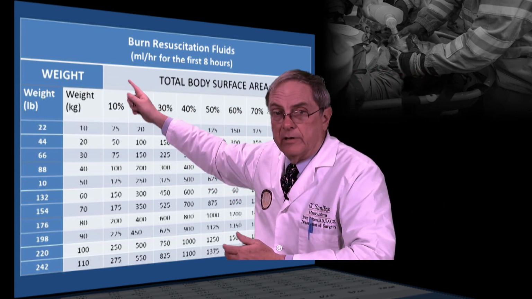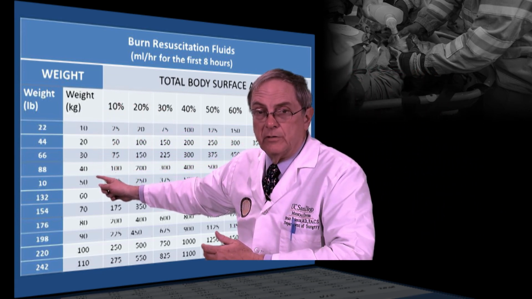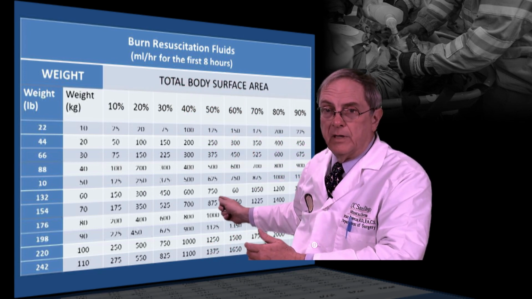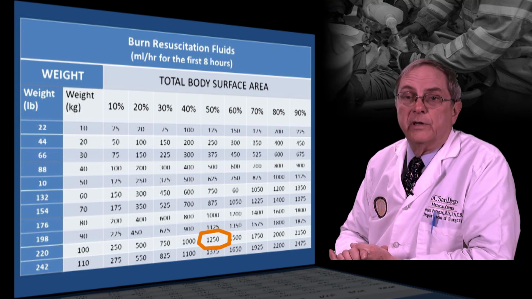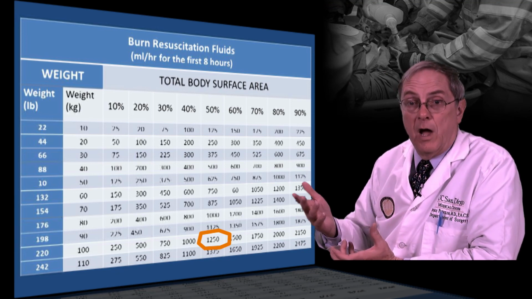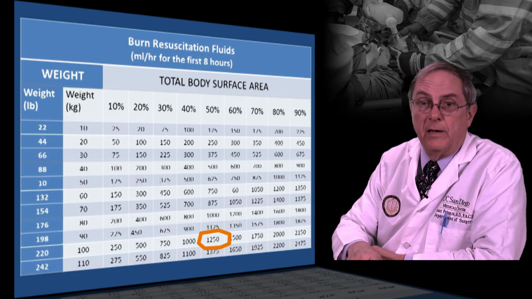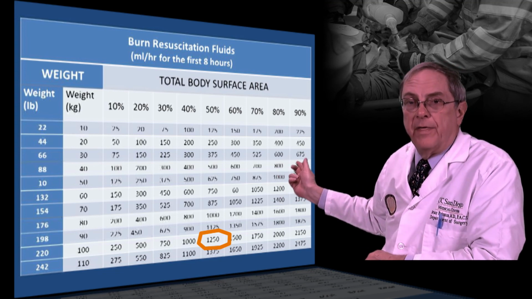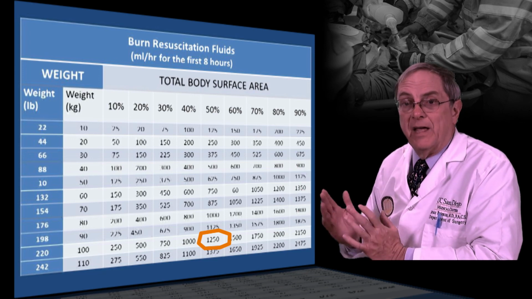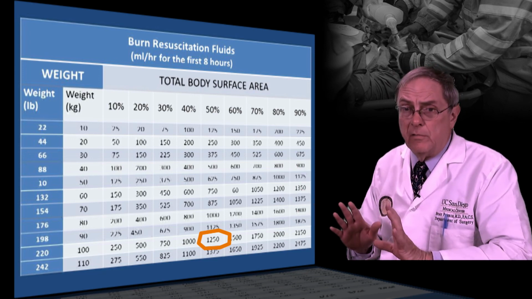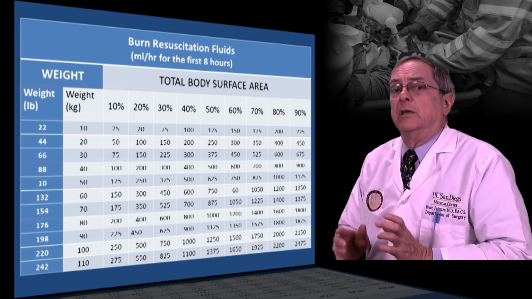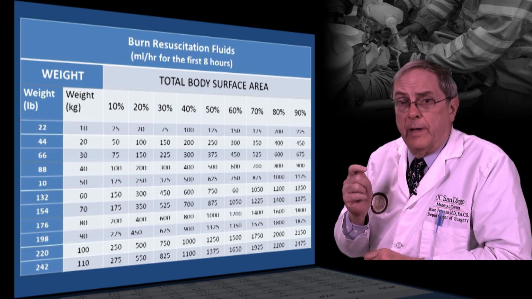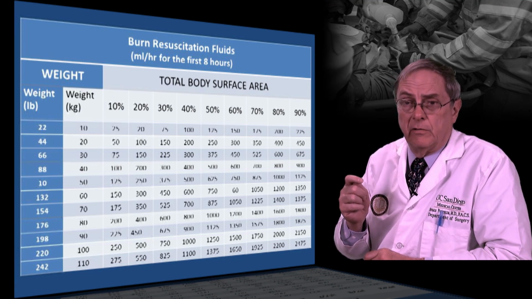So if we look down here, we go down the weight and we find 100 kilograms. If we go across the top, we find 50% and we drop down, and lo and behold, there we are, 1.25 liters per hour. Just what we calculated back here, right? 1.25 liters per hour. Here it's just in mLs, 1,250 mLs per hour. That's what you give. So you don't have to do the math, you don't have to figure it out, you just have to do your best guess at what the patient's weight is and what the best estimate of your total body surface area burned is.